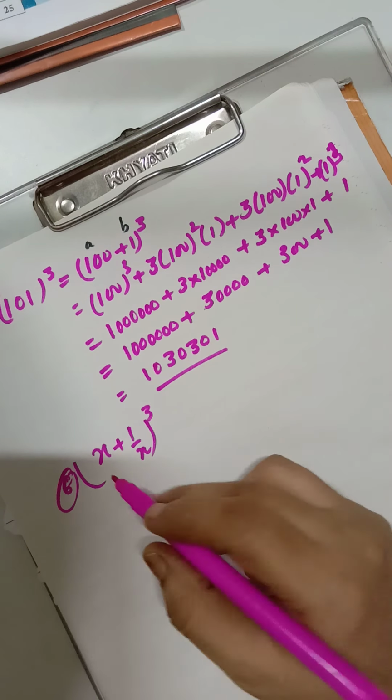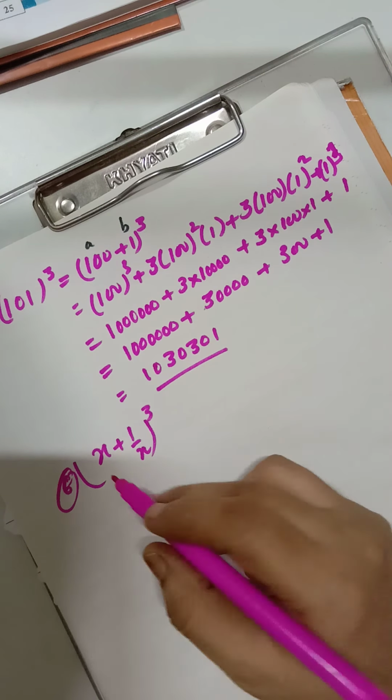So this is equal to 2 cube, means 8, m cube will be as it is, plus 3 into 2 square, means 4, m square into 1 upon 5, plus 3 2s are 6, m into 1 upon 25. 5 square means 1 square is 1, 5 square is 5 into 5, that is 25, plus 1 upon 1 cube is 1 and 5 cube will be 125. 5 into 5 into 5, that is 125.